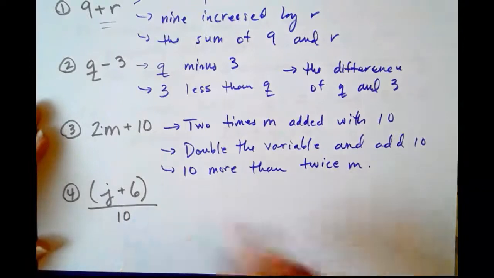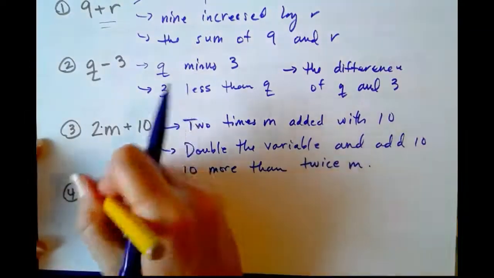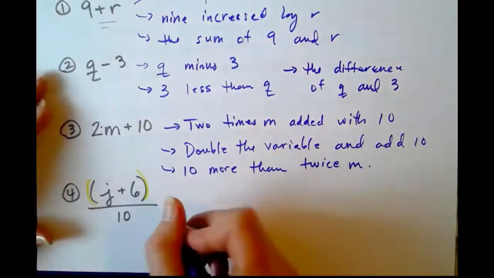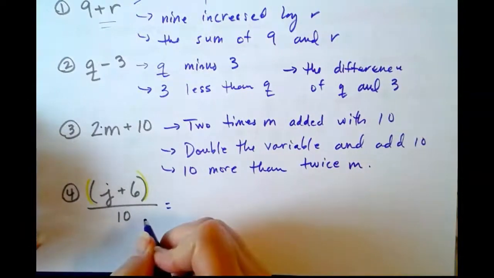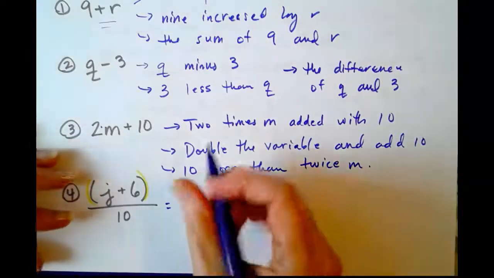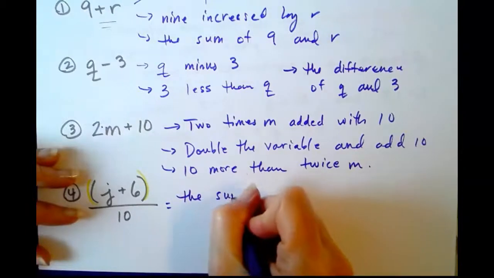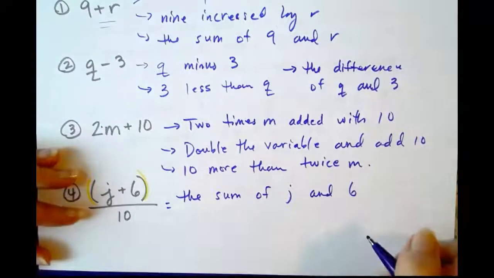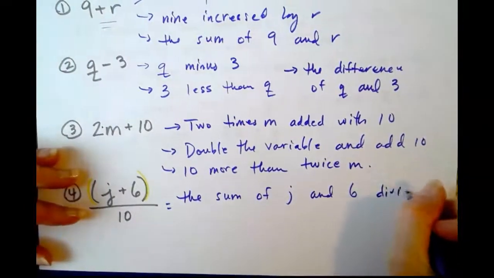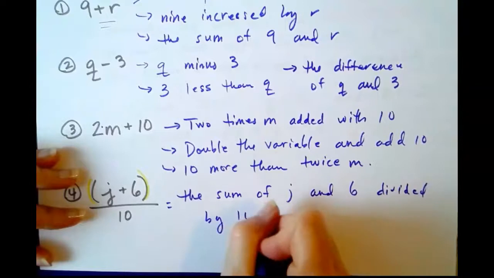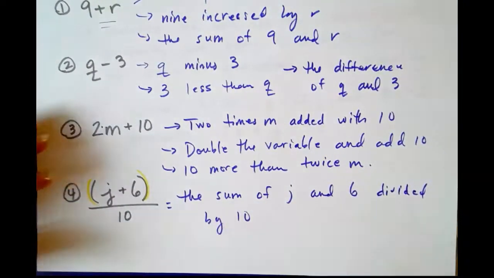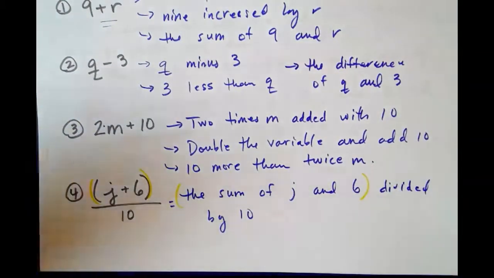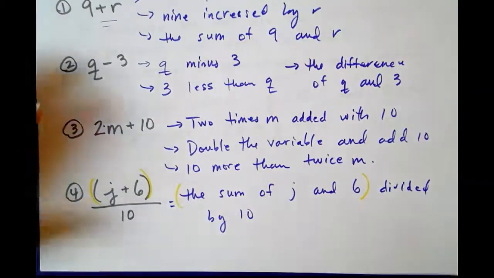So, lastly, this has parentheses, which are indicating something that has to happen first. So I'm going to set off those parentheses with some words. I'll say the sum of j and 6 divided by 10. When I say the sum of j and 6, that's what's indicating those parentheses. And those parentheses are indicating that they must happen first.